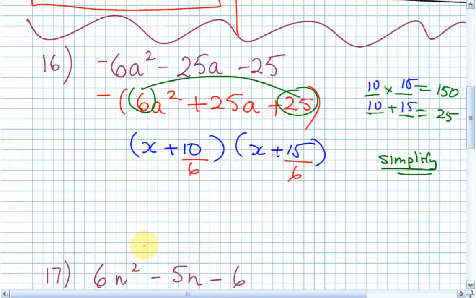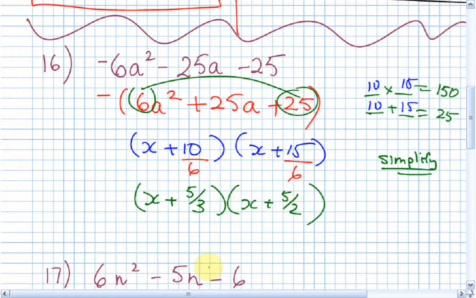What's 10 over 6 simplified to as fractions? 5 over 3. Thank you. Okay. And then how about the other one? 15 over 6. Divide that by what? 3 each. So what's 15? That's 5 over 2. Now you can do the bottoms up. And so your final answer here should be 3x plus 5, and then here's 2x plus 5.